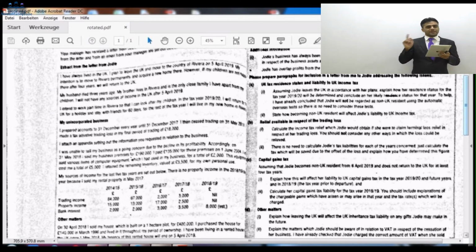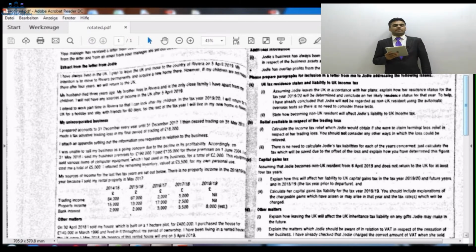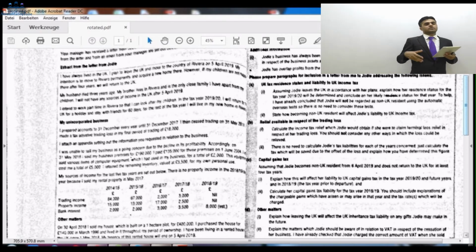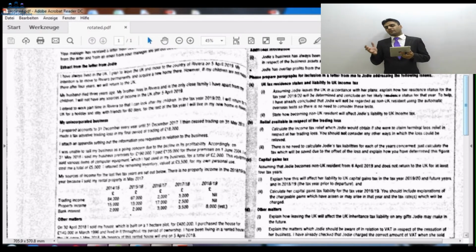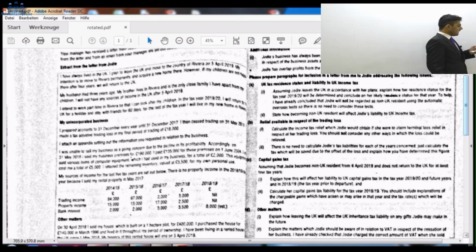So she has only one UK tie, which determines that she is not UK resident, because she does not have sufficient ties. Right? So basically she is not UK resident.